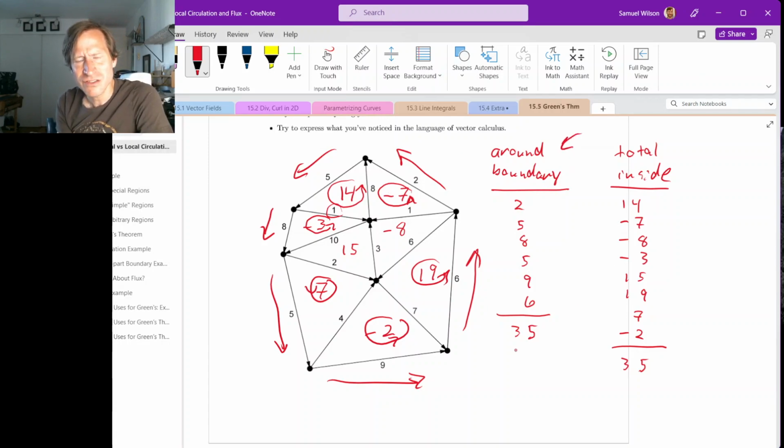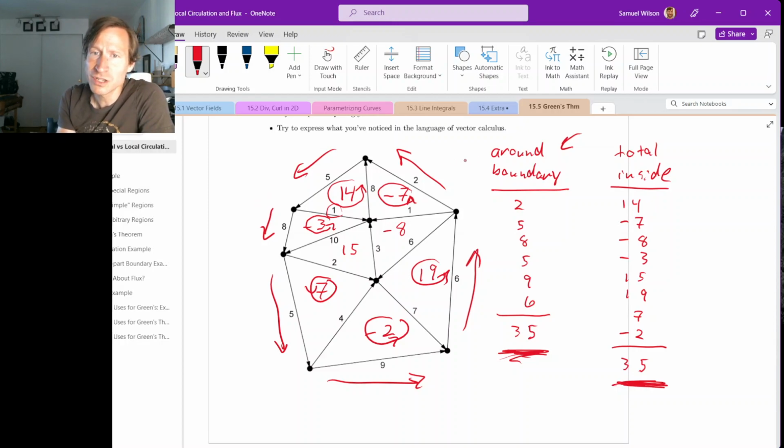So it's not a coincidence that these two came out to be the same, apparently, right? So there's nothing actually special about the particular numbers in this diagram. They could have been anything, and still these two would have come out to be the same. So that's kind of interesting. The way that we've added things up, the circulation around the boundary is always going to be equal to the total local circulation added up on the interior of this region.